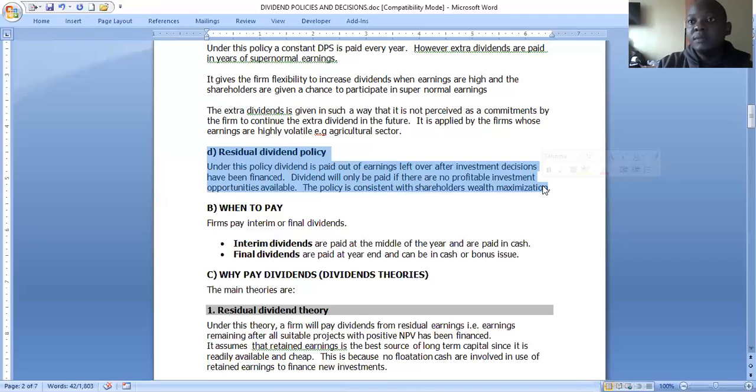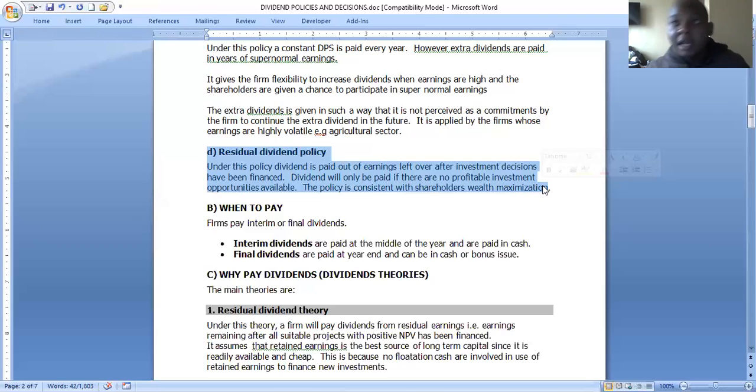Say for instance, the profits are 1,000 shillings, and the business happens to have a profitable investment that it wants to make of say 600 shillings. The business will first retain 600 shillings to finance this investment, and then what remains, that is 400 shillings, is distributed to the shareholders. So the 400 shillings that remains is a residue. The shareholders will therefore get a residue of the profits after investment opportunities have been exhausted.